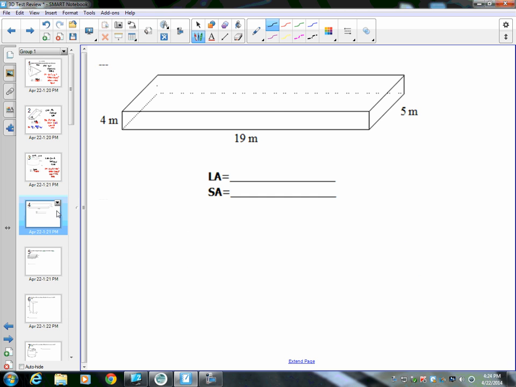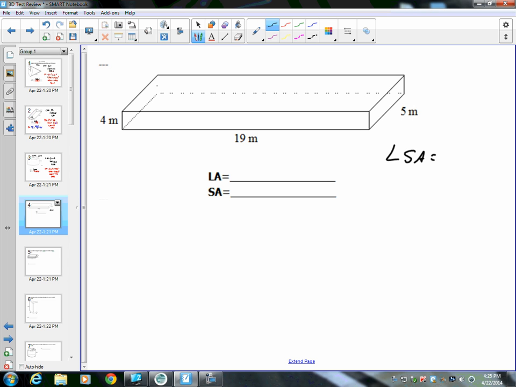Next question. This is a very flat rectangular prism. Now why is it a rectangular prism? Because the base of this prism is a rectangle. Okay, so we're going to go ahead and find lateral surface area. We'll do that first over here.